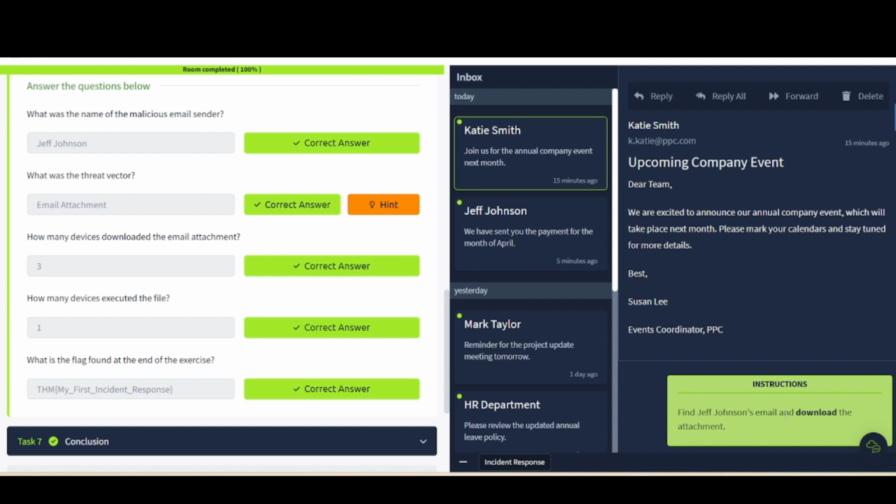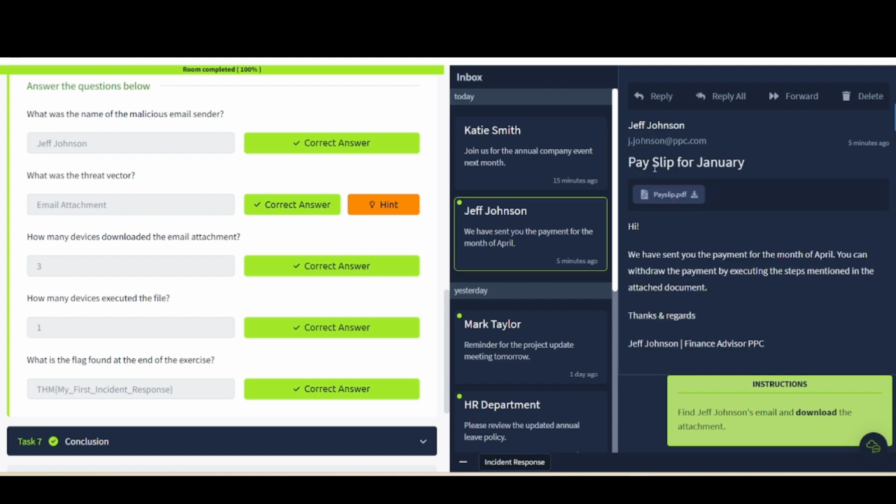Find Jeff Johnson's email and download the attachment. So here's Jeff Johnson. It says, payslip for January. Hi, we have sent you the payment for the month of April. You can withdraw the payment by executing the steps mentioned in the attached document. Thanks. In regards, Jeff Johnson, Finance Advisor, PPC. Okay, so there it is. Downloading.